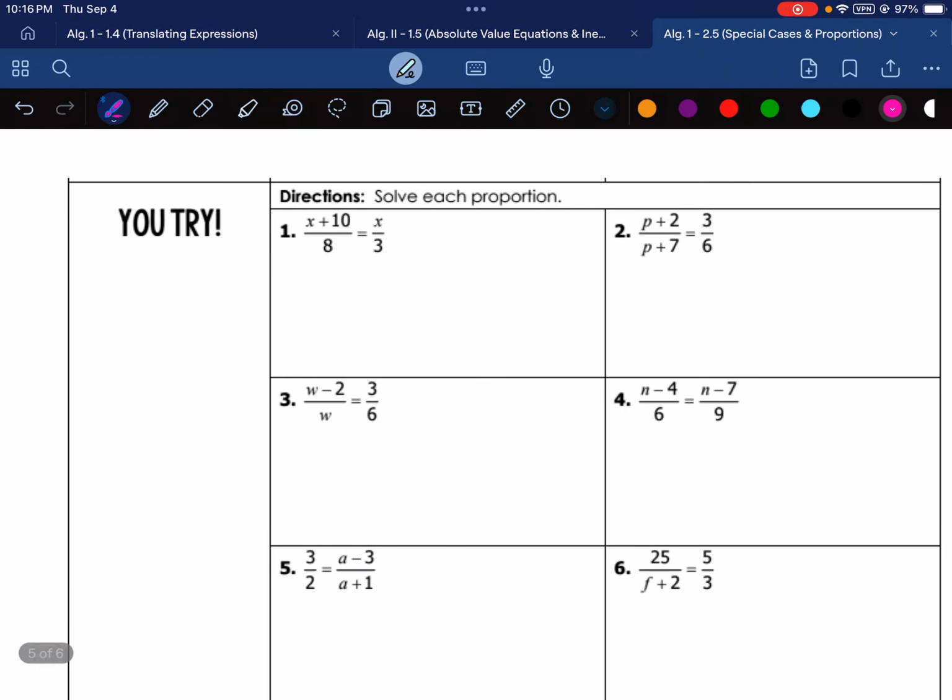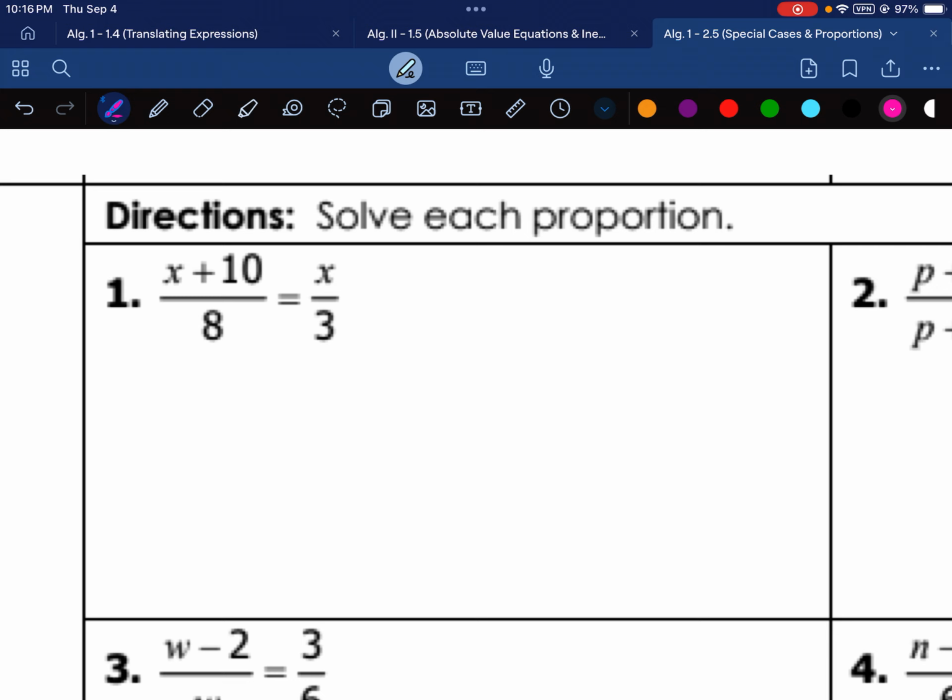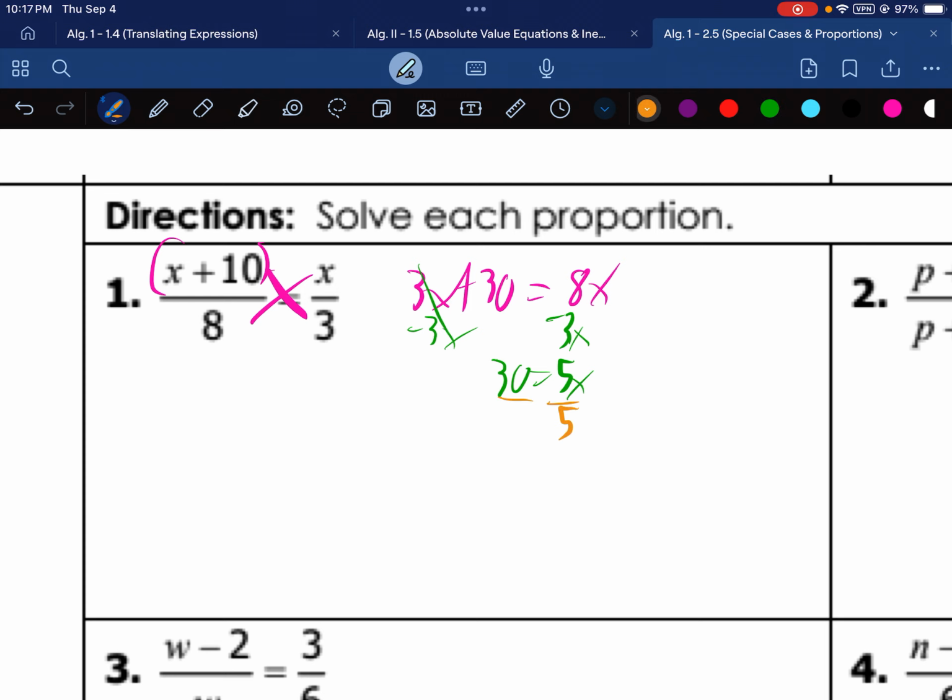Let's do some more practice problems, because, why not? Feel free to work ahead on any of these and to pause the video and go ahead and compare it to see how you did from how I did. So diagonally here, 3 times the entire numerator gives us 3x plus 30. The other diagonal gives us 8x. I'm going to subtract 3x from each side to get 30 equals 5x. Dividing by 5 gets us the answer as 6 equals x.